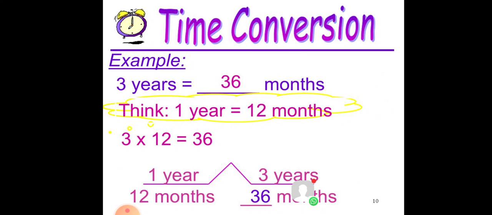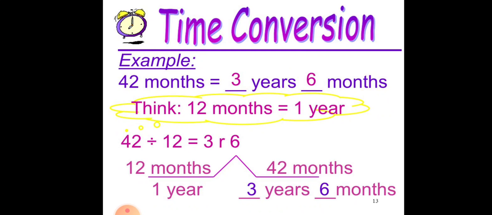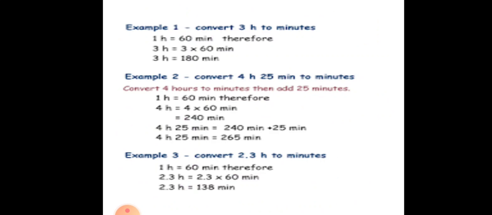Next example, 3 years is equal to how many months? 1 year is equal to 12 months. So 3 years is equal to 3 multiplied by 12, that is equal to 36 months. Now 42 months, how many years and months? You know that 12 months is equal to 1 year. So 42 divided by 12 is equal to 3 years and 6 months, because it will come 3.6. So 3 years and 6 months. You can see these examples and follow the instructions and you can solve these sums.